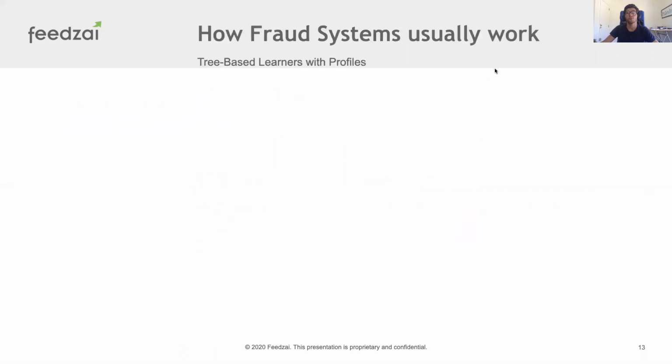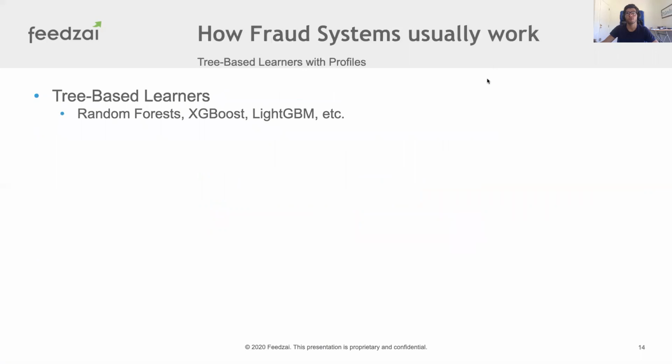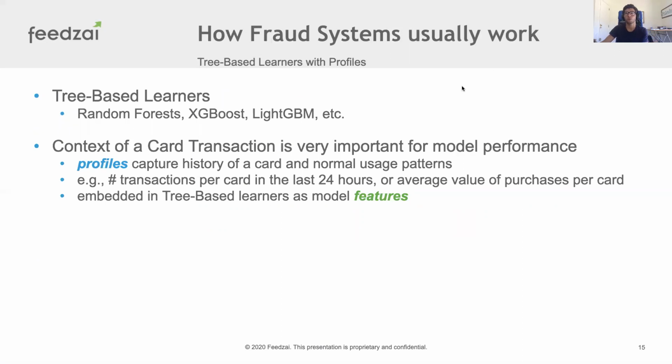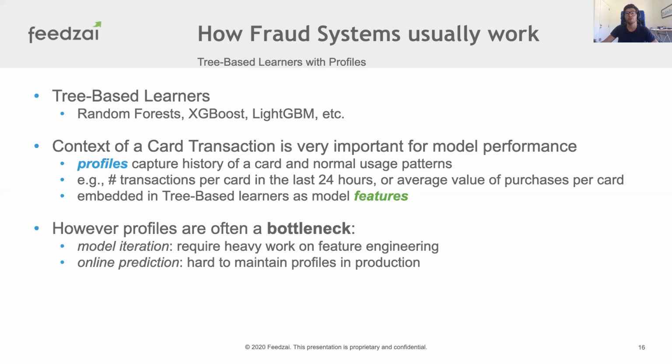So, how do fraud systems usually work? Well, the majority of current fraud detection systems employ tree-based classification algorithms, such as random forests, XGBoost, and LightGBM. These systems need to augment data with so-called profiles, which are arithmetic aggregations over the data, to capture the history of a card and its normal usage patterns. These profiles are then sent as features to the models. However, these same profiles are often a bottleneck. During the iterative process of model development, computing these features is a tedious task involving high costs in terms of time and computational resources. For online prediction, these profiles must be either computed in memory or fetched externally, in real time, posing a complex engineering problem given the strict latencies these models must comply with.